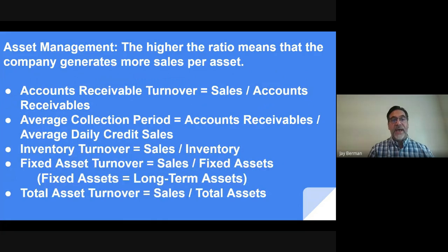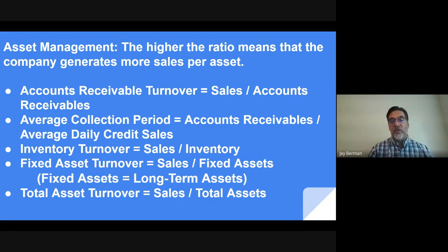And the next is asset management. The higher the ratio means that the company generates more sales per asset. So let's take accounts receivable turnover equals sales divided by accounts receivables. In other words, how quickly are you converting your accounts receivable into cash? Average collection period equals accounts receivable over average daily credit sales. That measures how quickly in time you're able to convert your accounts receivable.